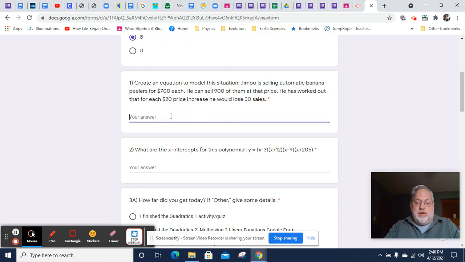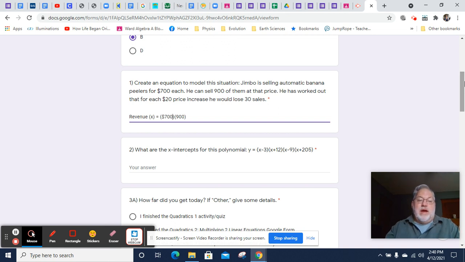So we want to start off with this little structure. It's going to be a product of price times sales. So $700 times 900 sales. That's how much money he gets. That's the total revenue he's going to get. And I'll put it over here. Revenue in terms of x will equal this structure.